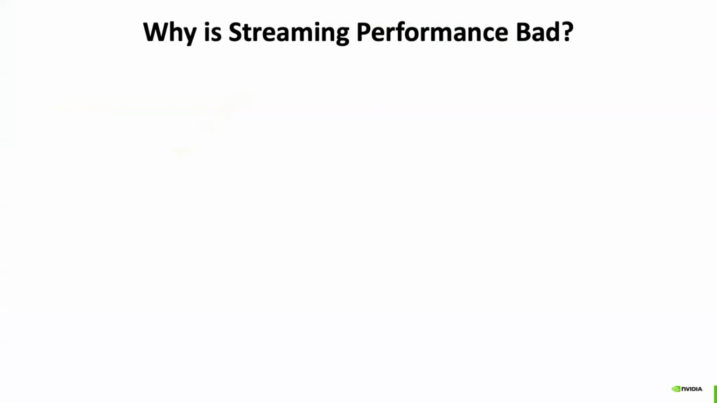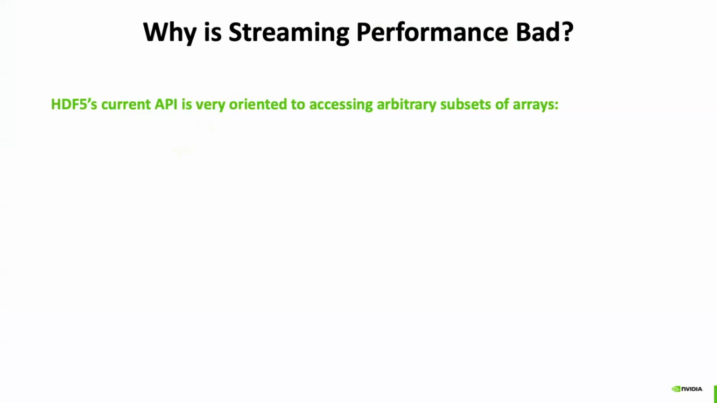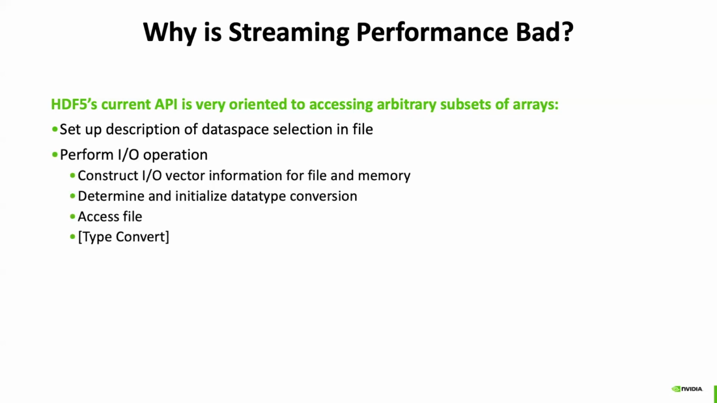All right, why is streaming performance bad? This is fun, right? The API level for this is very oriented to really cool HPC stuff, right? Where we're going to access arbitrary subsets on multiple nodes, and we want to make certain that's possible and fast. So we set up the description of the data space in the file. Then we go do the I/O operation where we construct I/O vectors, and we determine the data type conversion. We go get things from the file. We might go type convert on a per element basis, and then we destroy all the selection information, and then we toss it away in memory and all this.